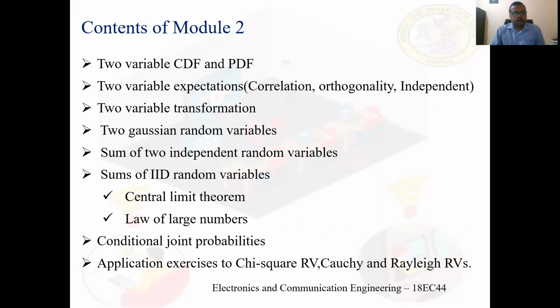variables, sum of two independent random variables, sums of IID random variables. IID stands for independent and identically distributed random variables, central limit theorem, law of large numbers, conditional joint probabilities, and lastly, we'll look at application exercises. Here, we'll look at 4 special random variables.